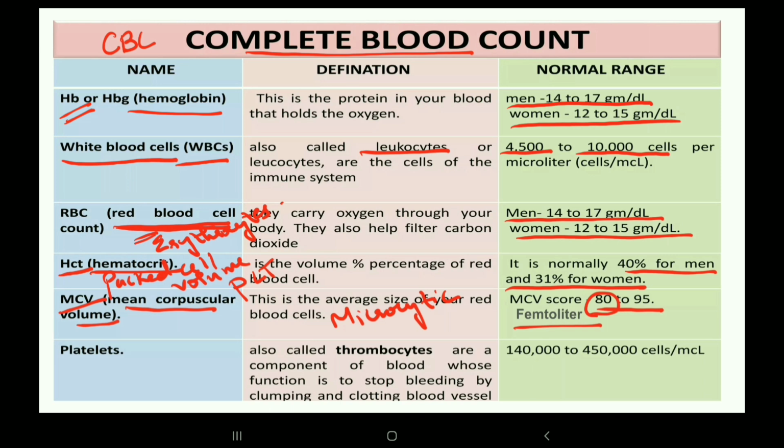Now, if the level of MCV is high, it means the size of RBC is larger than normal. Now, this is called macrocytic anemia. Macrocytic anemia is caused due to lack of vitamin B12 or folate in the body. Chemotherapy or radiation can also be the cause of high MCV levels. The next parameter in this test is platelets, which is also called thrombocytes.